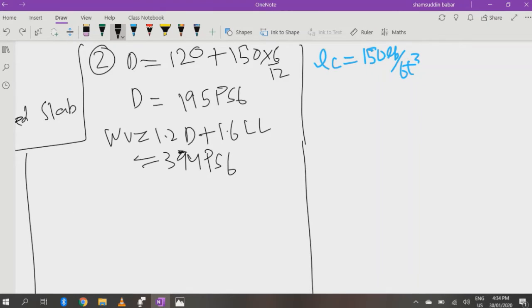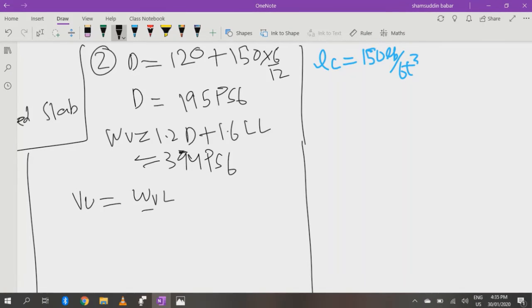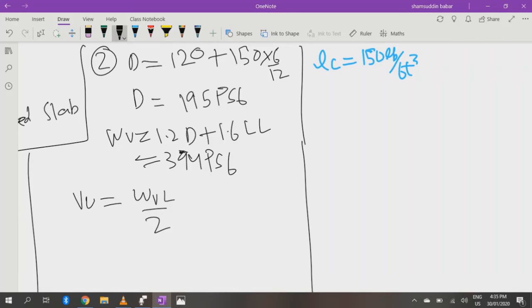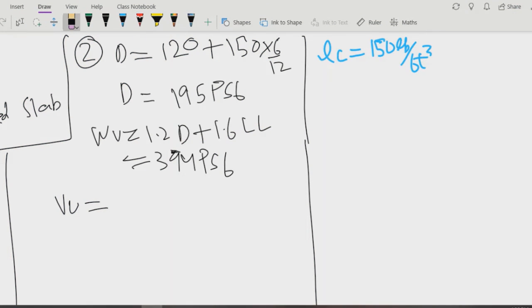We also have to calculate Vu. Vu is equal to Wu by 2. So my shear force will be equal to, actually, the shear strength is not like this with respect to this formula.